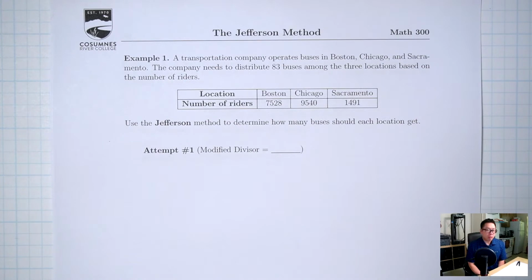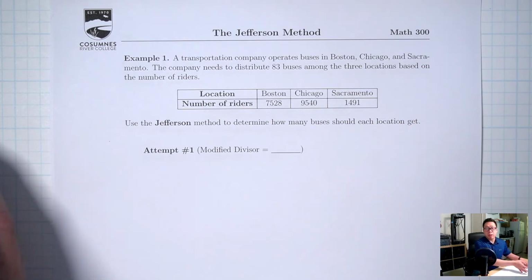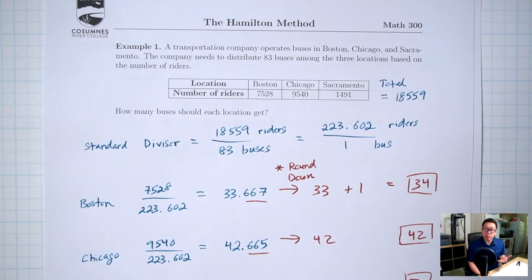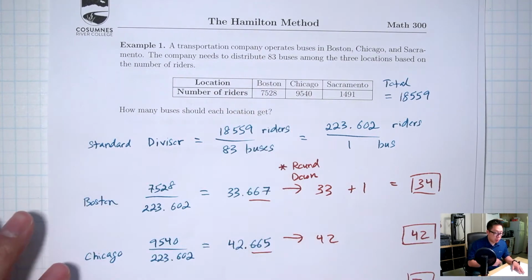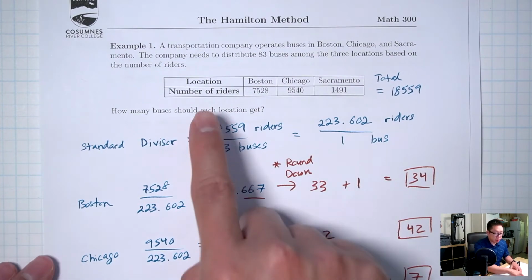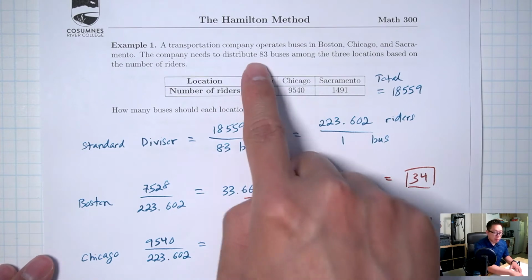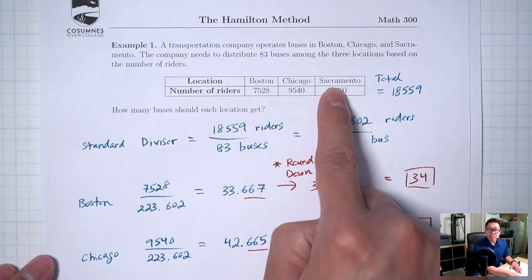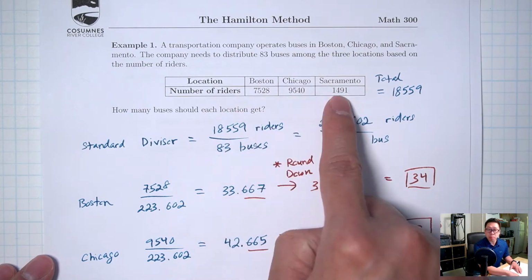Welcome back. In the last lecture, we talked about the Hamilton method. The Hamilton method was a way to determine how many representatives each state should get. So here's one of the examples that we did in the last lecture. Here, we're sharing 83 buses among these three locations, Boston, Chicago, and Sacramento, and we want to share it based on the number of riders. So think of the 83 buses as 83 representatives, these locations as states, and the number of riders as population.